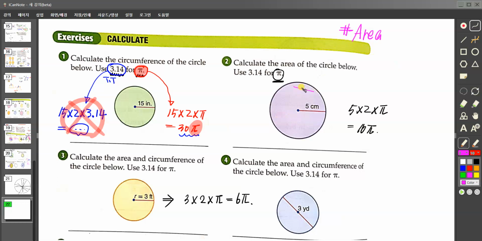area는 이거죠. 이거 area. You gotta multiply. 5 and 2, 5 and pi. 5. 25 pi. 25 pi. Multiply the radius twice. Okay?